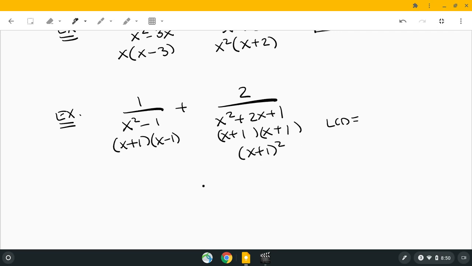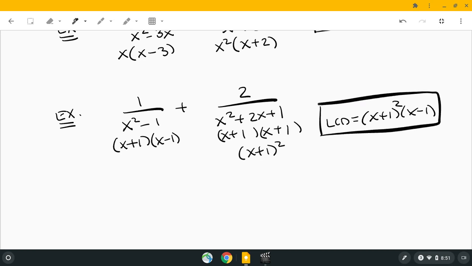All right, so the families that we see are x plus 1 and x minus 1. No need to write x plus 1 again. And the exponent that we see is the square. So that would be our LCD.